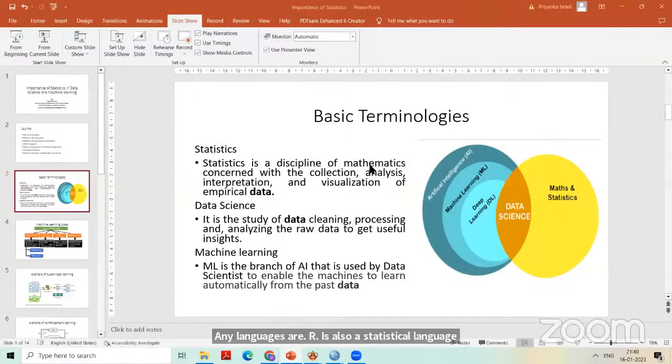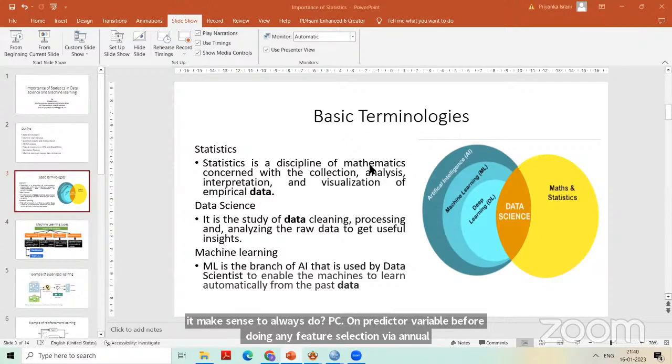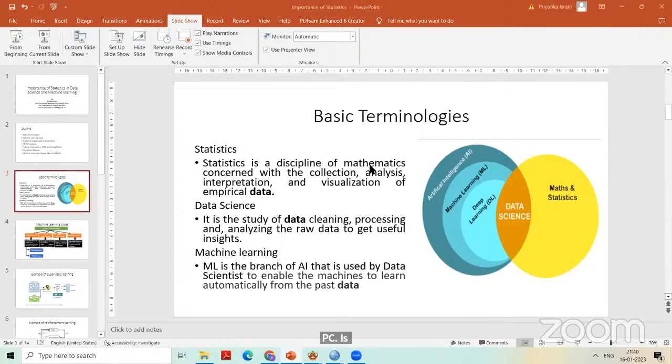Okay, then next is, when input predictor variables are numerical, does it make sense to always do PCA on predictor variables before doing any feature selection via ANOVA? PCA is principal component analysis, which is a feature reduction technique, not selection. Feature selection means you are removing a few features and selecting a few, while feature reduction means you are taking all 10 features, and from all the 10 features, you are extracting 3 new features. Those will be 3 new features. So ANOVA is a feature selection and PCA is a feature reduction technique.